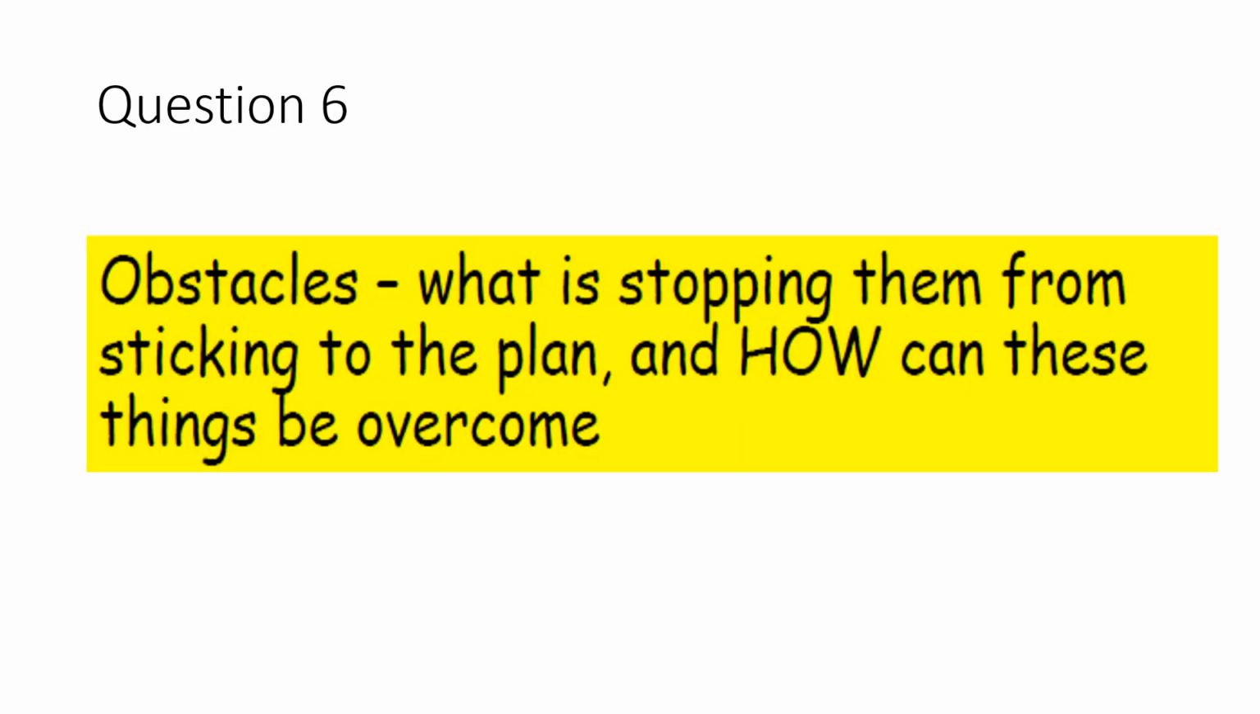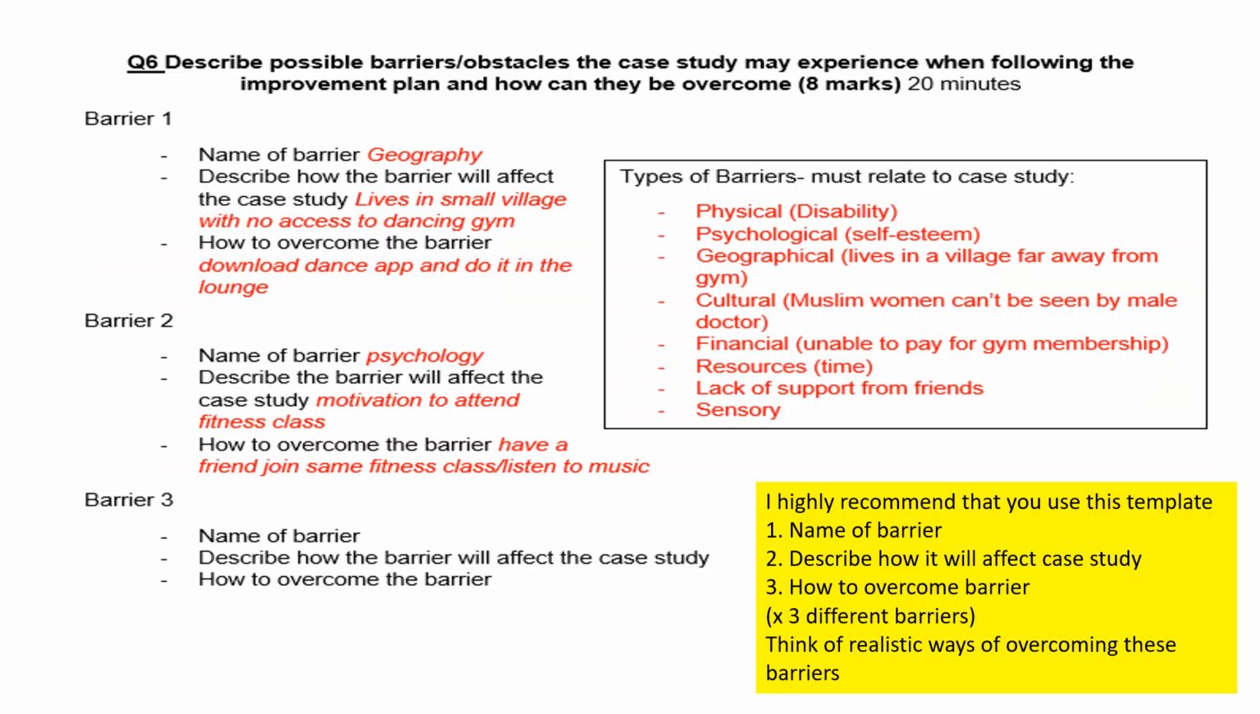Question 6 is about looking at obstacles or barriers: what is stopping this individual from sticking to their plan, and how can these things be overcome? There is an easier way to answer this question. If it's easier to remember it that way, you get a question about the obstacles or a barrier. You come up with 3 main barriers. And I highly recommend you use this template here.